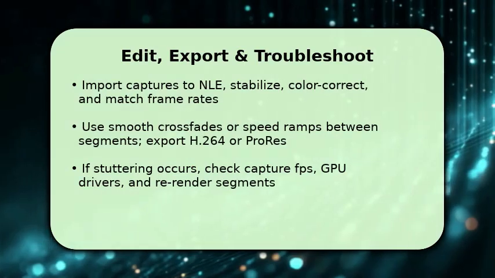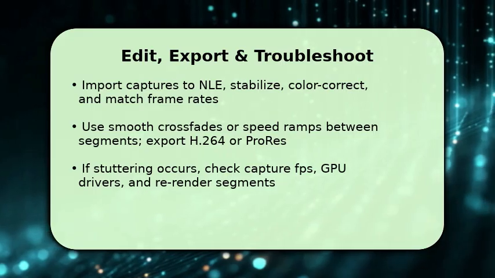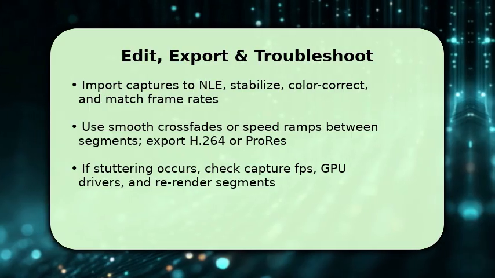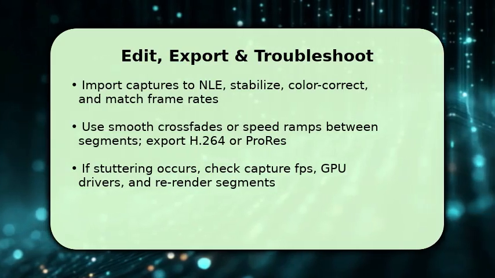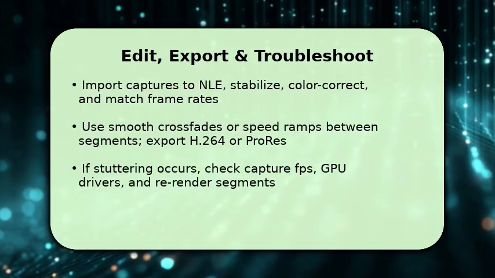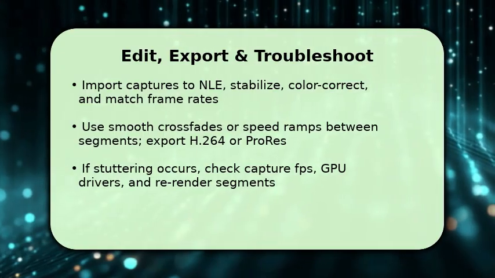Finish by importing your footage into a non-linear editor where you match frame rates, stabilize shaky frames, and apply light color correction so segments read as one move. Once done, join clips with gentle crossfades or subtle speed ramps to hide cuts. Then export using H.264 for web or ProRes for high quality.